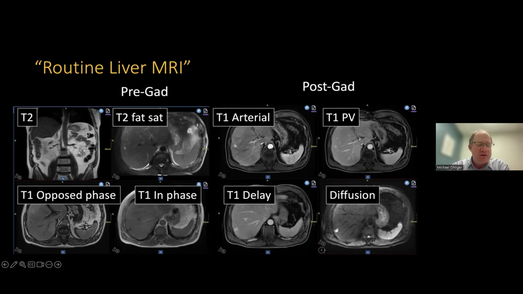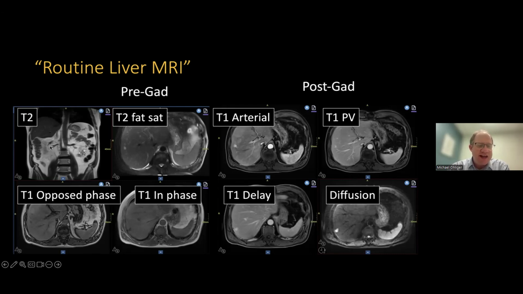Now, how is this acquired? This is a T2. Basically, you do multiple breath holds, and each slice takes about 100 milliseconds. They'll take like 3 breath holds, so this total image probably takes about 2 minutes.